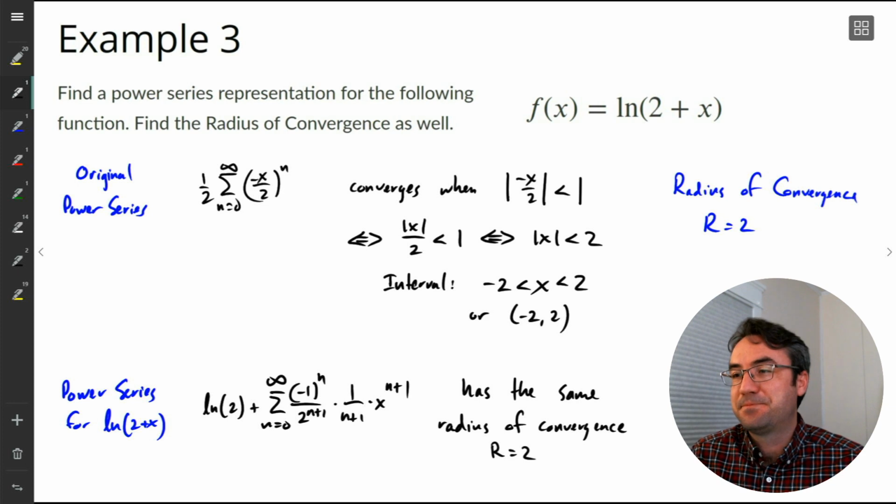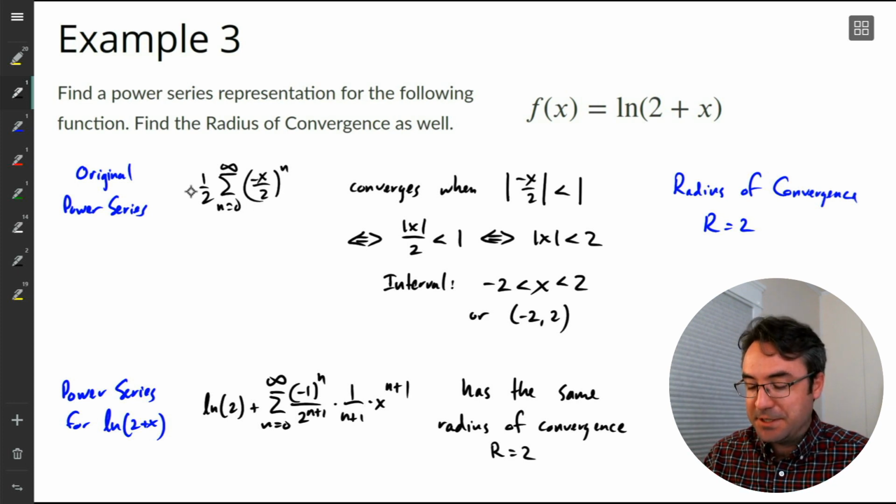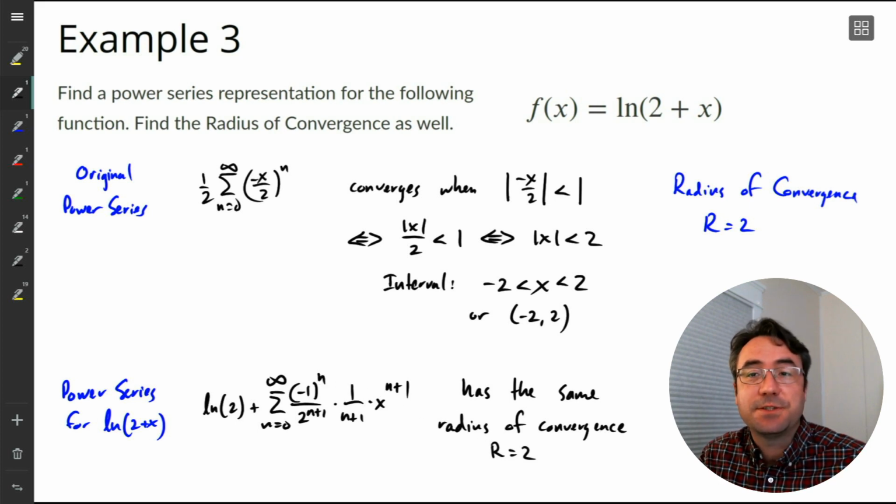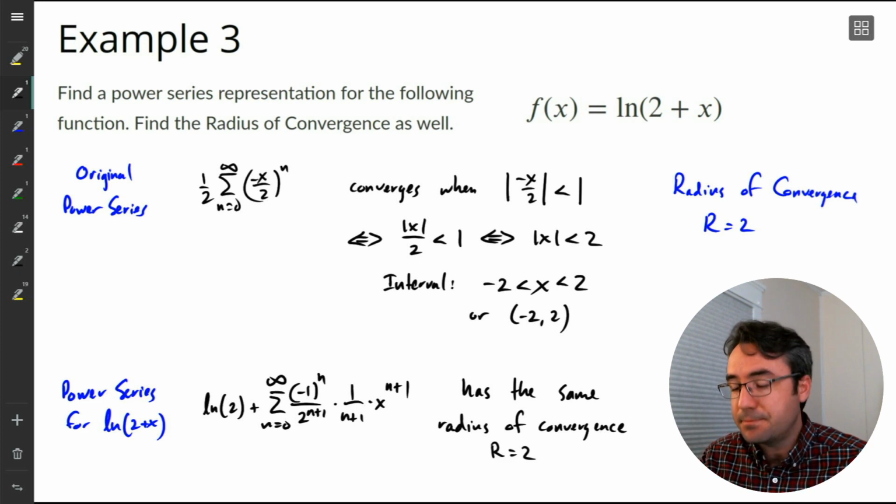All right. So there we go. Our original power series was a nice geometric form, so we were able to find the radius of convergence by this little inequality argument. And then our power series for natural log 2 plus x, even though it's a much more complicated series, has to have the same radius of convergence. And that's because integration and differentiation don't change the interval or the radius of convergence.